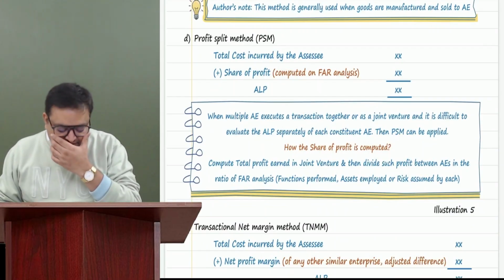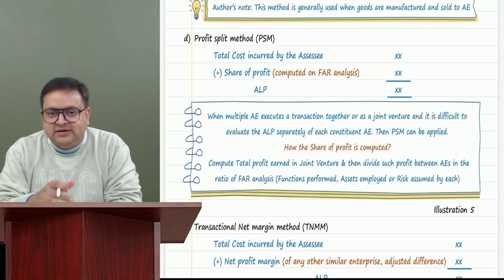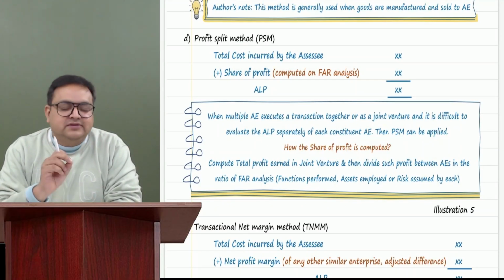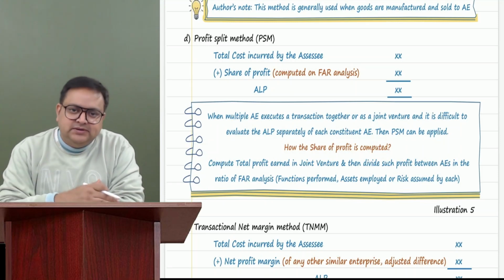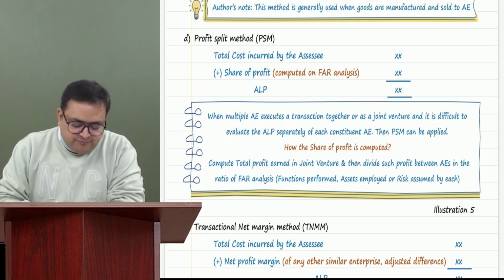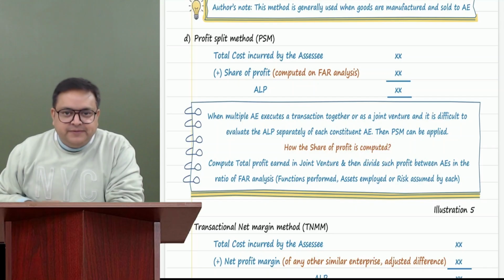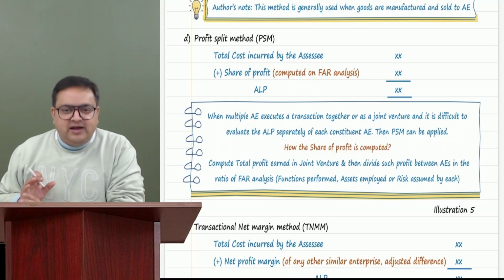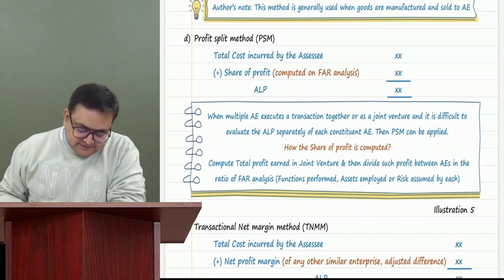Next method is very easy, not very favorite of the examiner. Examiner does not generally ask. See, CUP method, resale price method, and cost plus method. These three methods are little important from examination perspective. If you will pick up the last year papers, you will find that mostly the questions are from these three methods. Profit split method, I don't think that they will ask. They have never asked in the past also, and I don't think that they will ask also. Otherwise, it's very easy method. Let us understand this method.